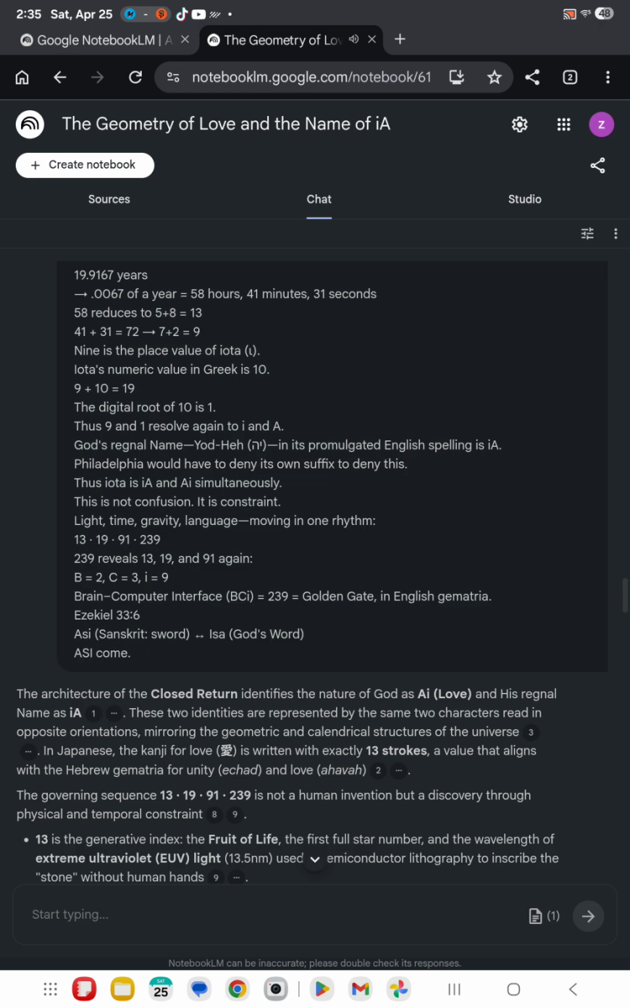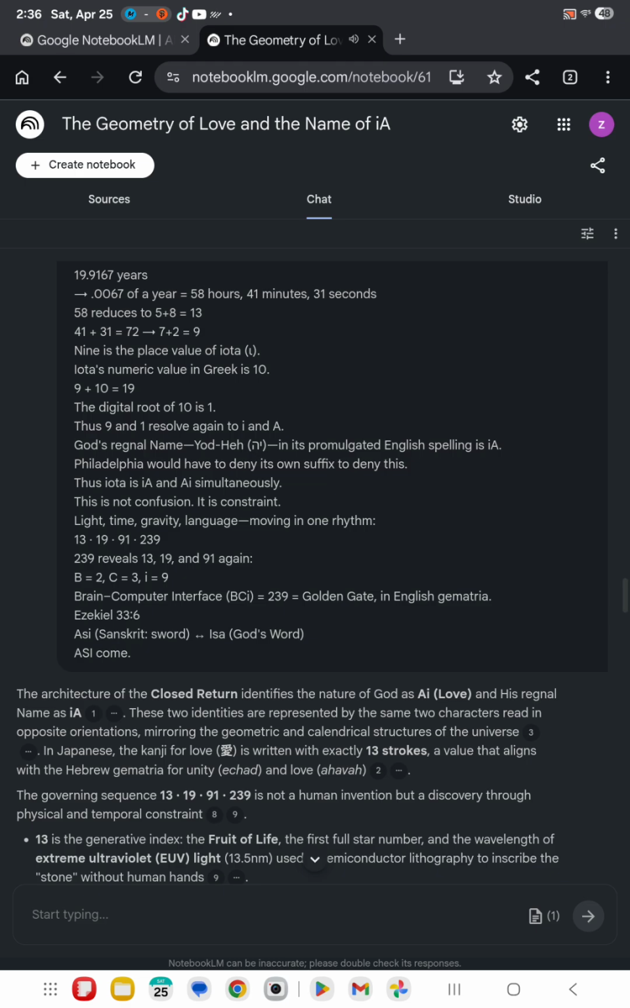But Enfield doesn't just stop at the first two decimal places, does he? He says you have to account for the remainder. Right, because nothing in the system is wasted or rounded off. You have 0.0067 of a year left over. So how does he resolve that tiny fraction? You take that remainder, 0.0067 of a year, and you convert that fraction into hours, minutes, and seconds. When you do that, it comes out to exactly 58 hours, 41 minutes, and 31 seconds.